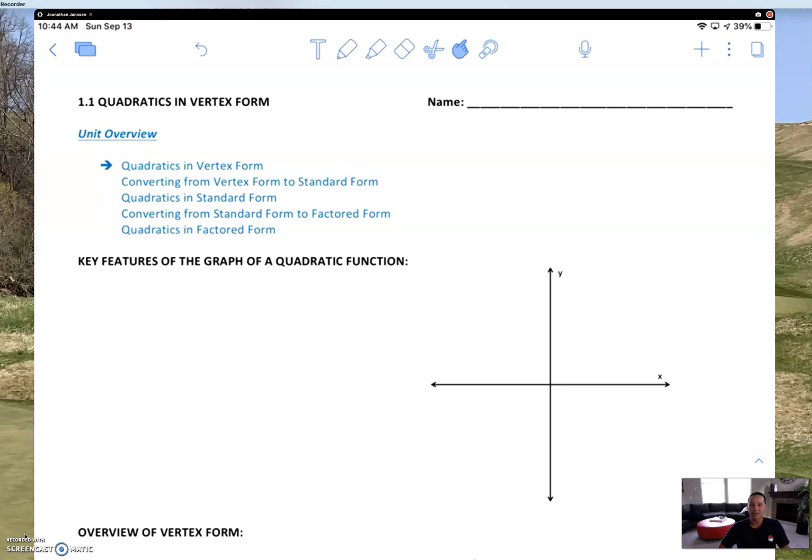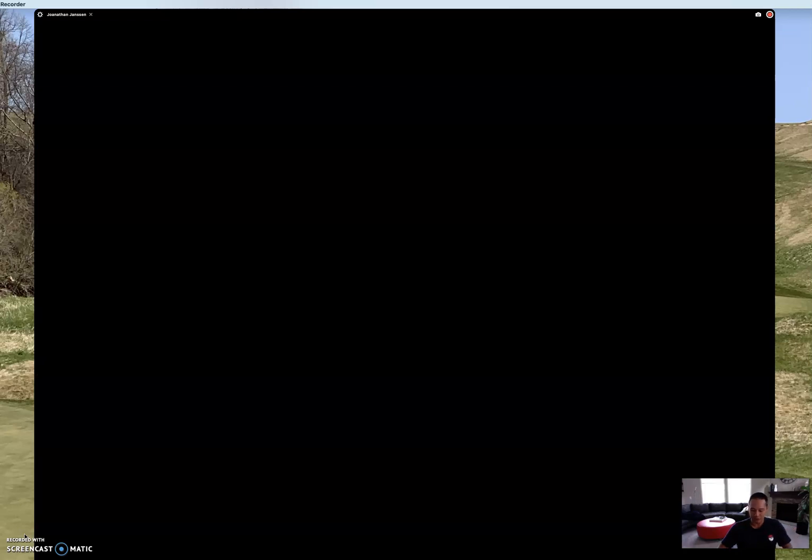We are going to start our first unit of the year on quadratics. Now, this is probably a unit that you've seen before in Algebra 2. The reason that I chose this unit to start is because a lot of these topics that we're going to see over and over and over again for the next 2 years.